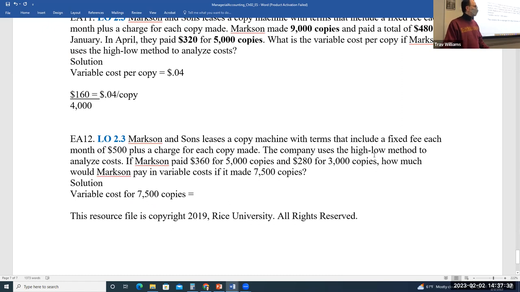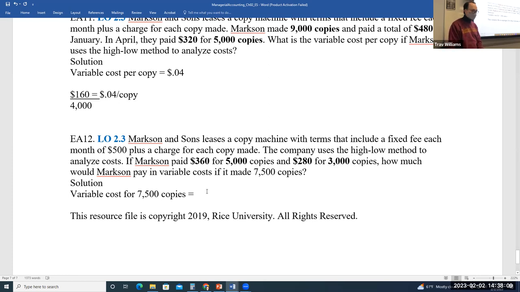Number 12 is kind of similar to 11, but let's go ahead and knock this one out. Again, they give us 2 months of copying. The first month had costs of $360 for 5,000 copies. Second month was $280 for 3,000 copies. We have to figure out the total variable costs. So we don't have to go through the whole process. We just have to figure out variable cost per unit and then multiply it by the number of units, and we're done with the exercise set.